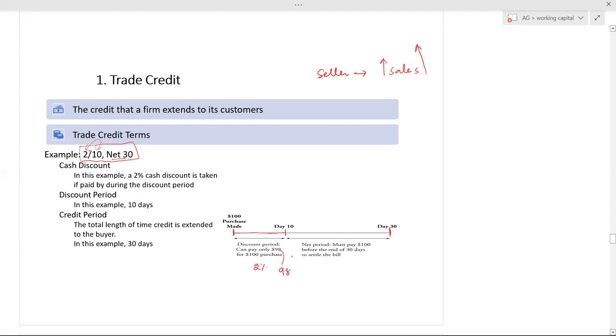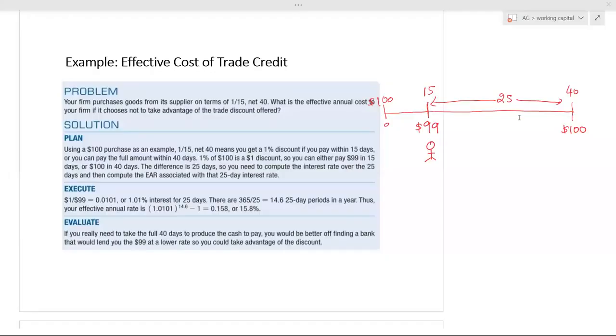And if you don't want to pay on the 10th day, you have to pay how much? 100. So this is how we write trade credit terms, like 2/10, net 30. If you find this, you know how to interpret that. Now let's understand the effective cost of trade credit.